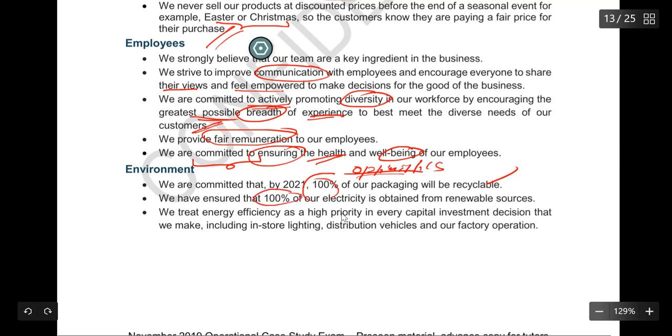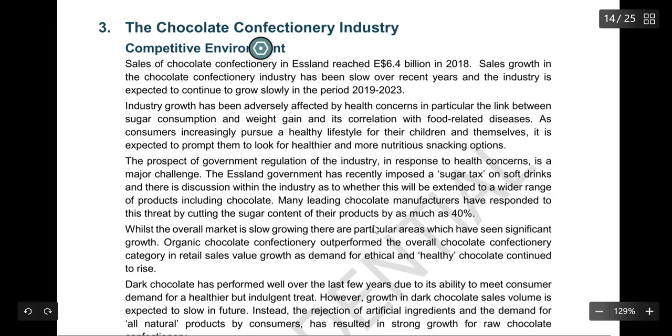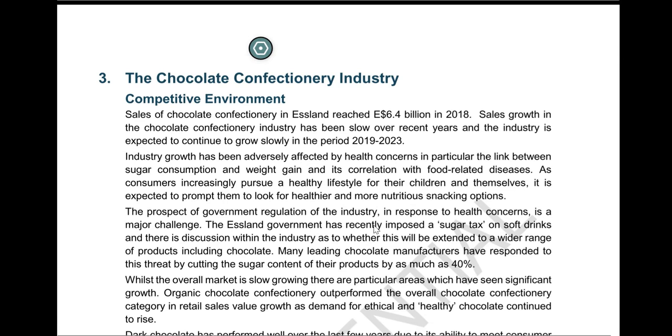We have ensured that 100% of the electricity is obtained from renewable sources. We treat energy efficiency as a high priority, and every capital investment decision we make, including store lighting, distribution, vehicles and the factory. The chocolate confectionery industry: competitive environment. They're telling us the sales of confectionery in Iceland were 6.4 billion in 2018.